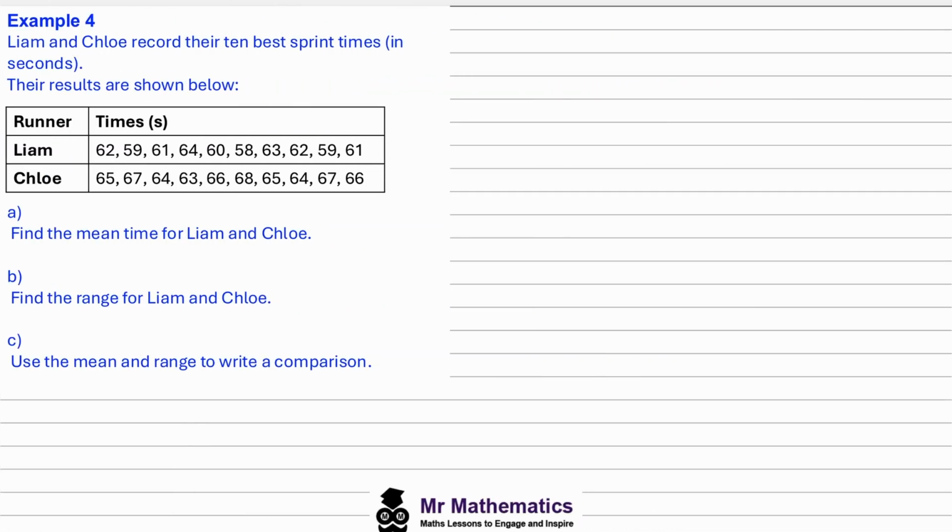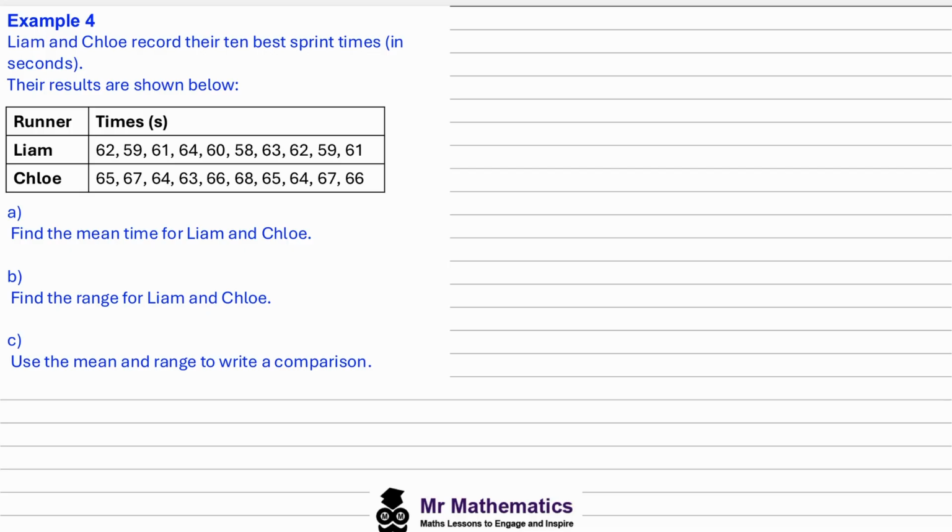So finally, in example 4, we're given that Liam and Chloe record their 10 best sprint times in seconds. We've got Liam's and we've got Chloe's. We need to find the mean time for Liam and Chloe. Then we need to find the range for them both. And then we need to write a comparison. So if you want to give this question a go yourself, you can pause the video and come back when you're ready. Okay, so I'm going to give you a go.